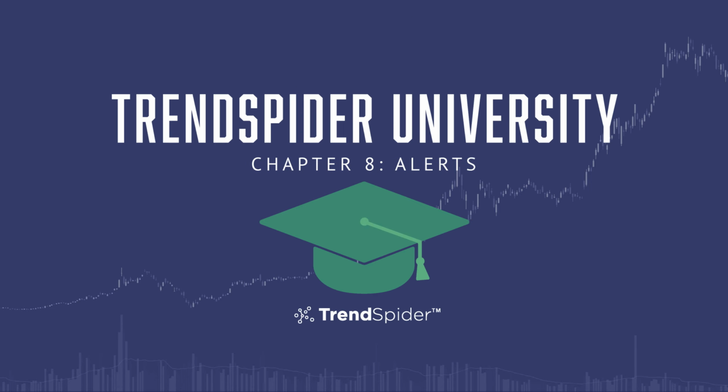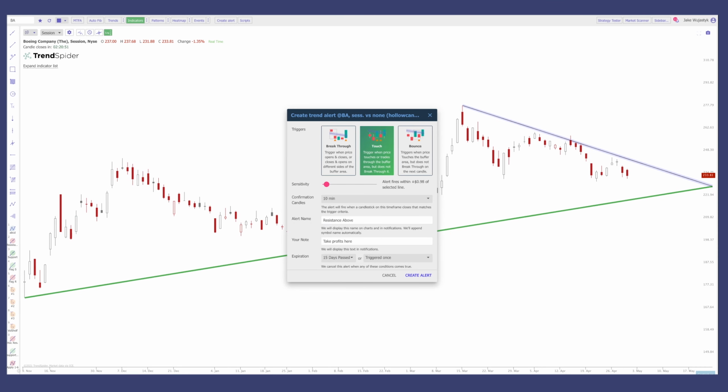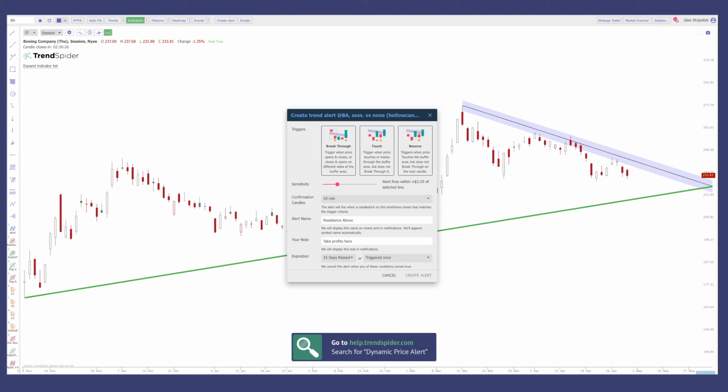Today we're going to go over the two types of alerts that you can create on TrendSpider. The first one being the dynamic alert, which is anything on the upper side of the chart. So creating an alert on trend lines, moving averages, Bollinger Bands, anything of that nature where price interacts with that indicator or level on the chart.